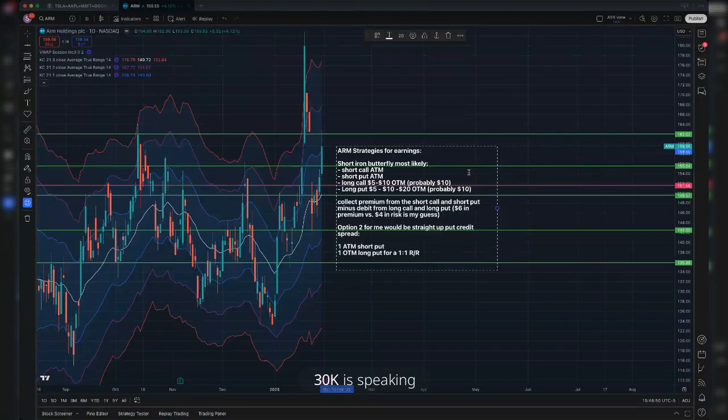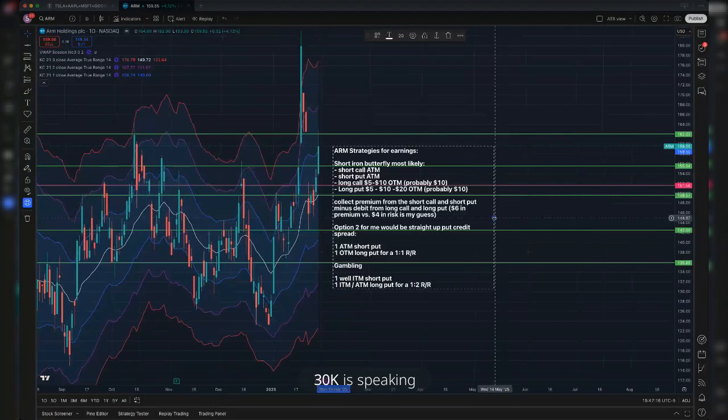And then if I were gambling, I would do one well in the money short put, one at the money long put, for a 1 to 2 risk to reward. That's how I would trade ARM earnings just looking at this.